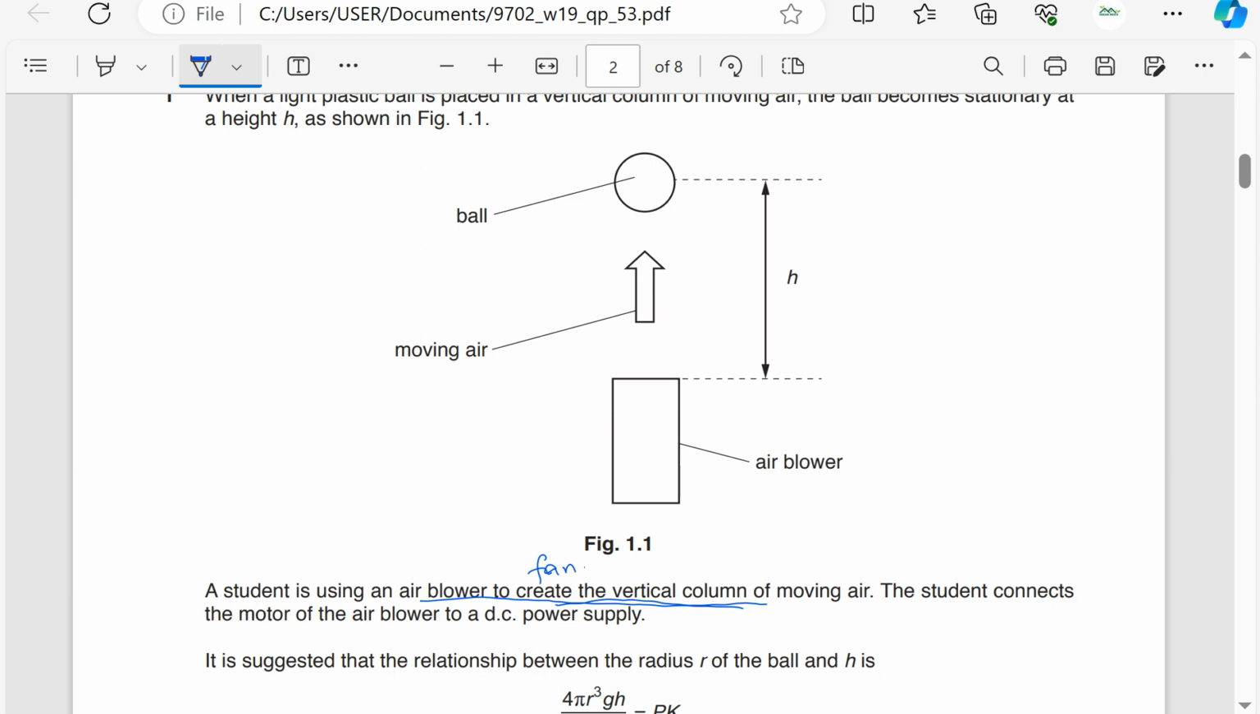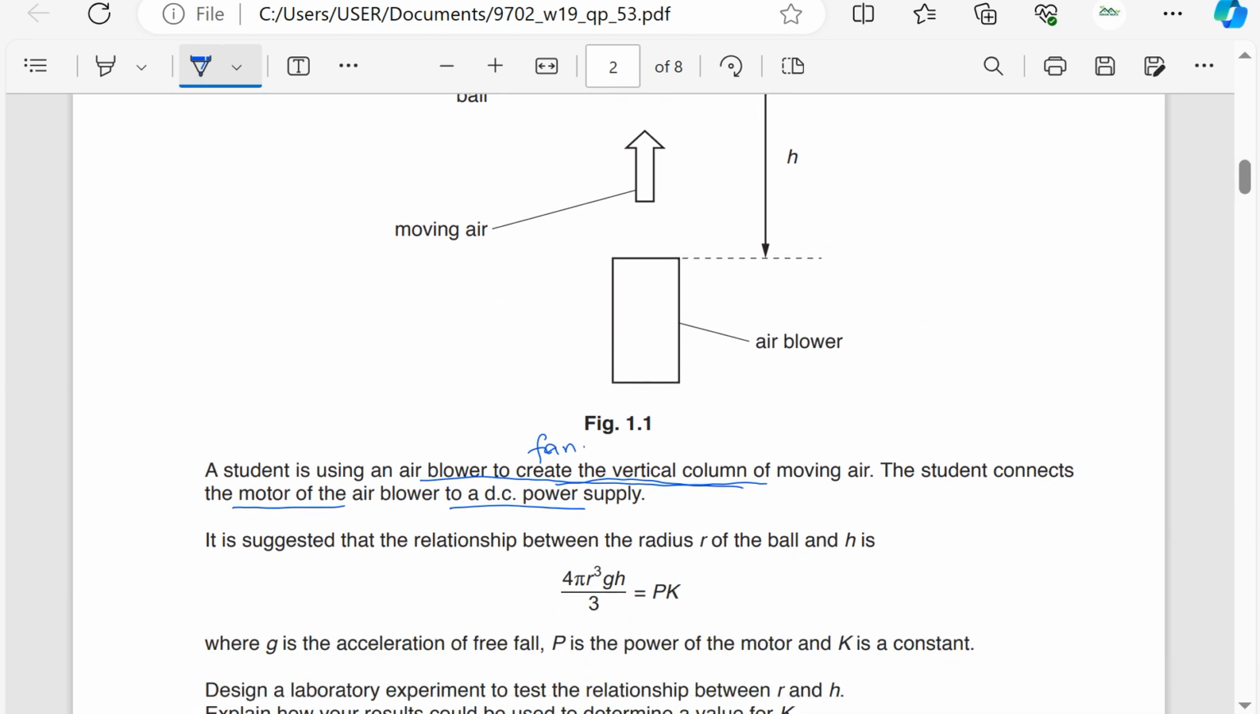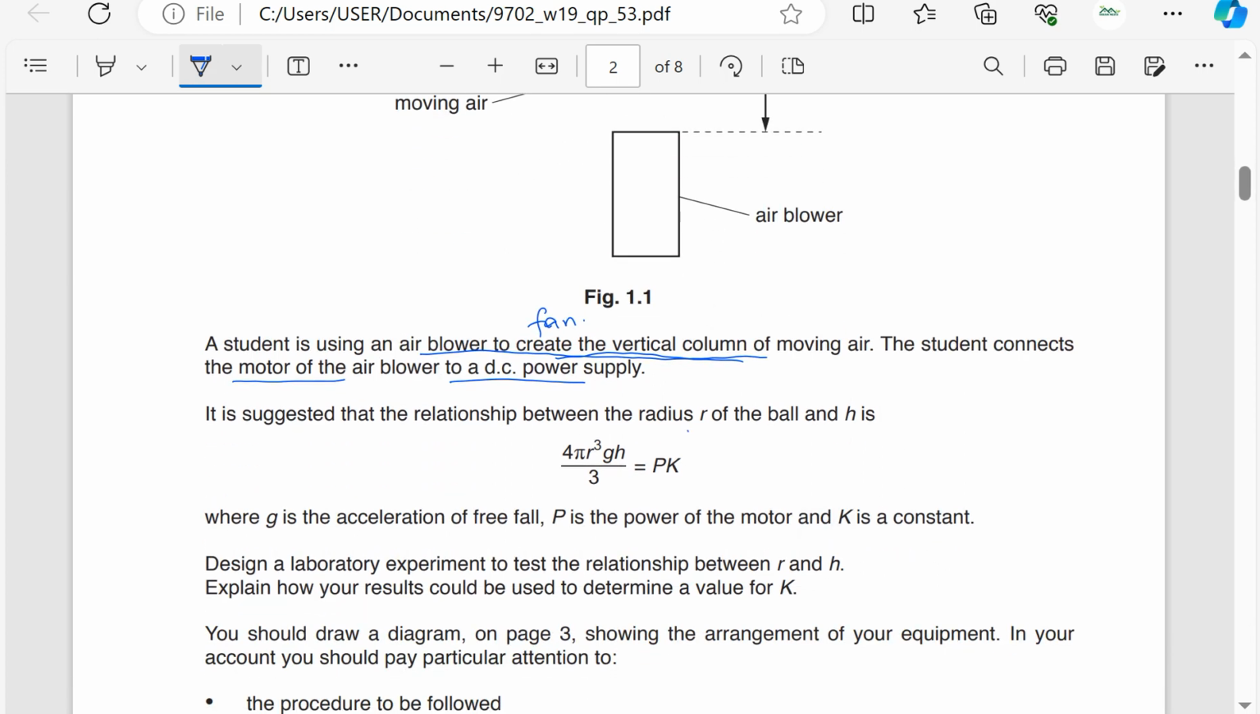The student connects the motor to the air blower, so we need a power supply to run the motor. We need a DC power supply to run the motor. Of course, you should be knowing the symbol for a DC supply. It is suggested that the relationship between the radius r of the ball and h is given by this expression here. So the radius and h, that is their relationship.